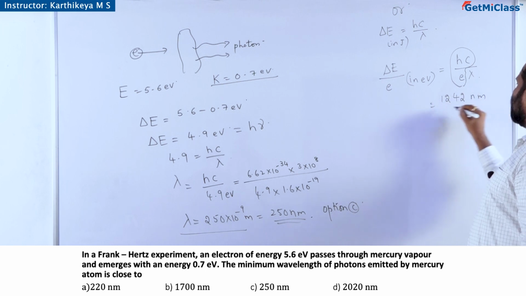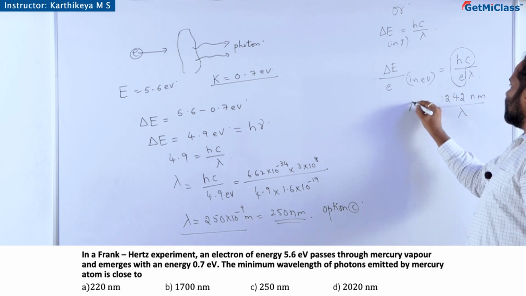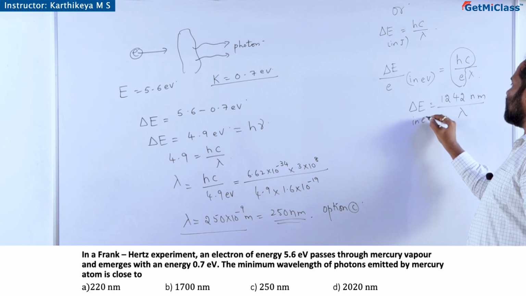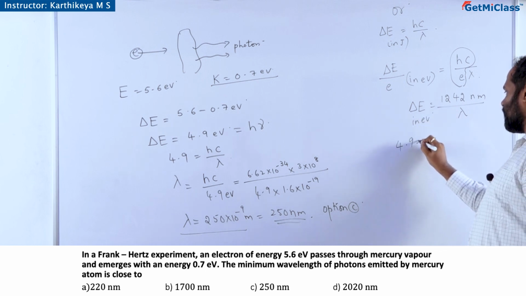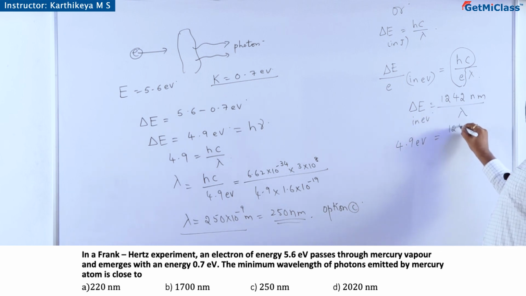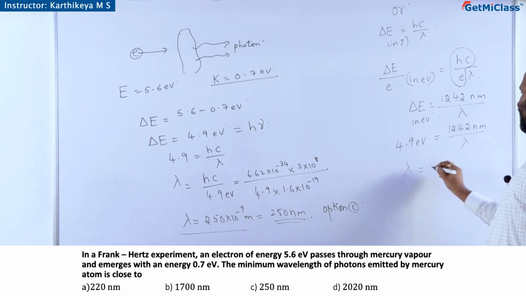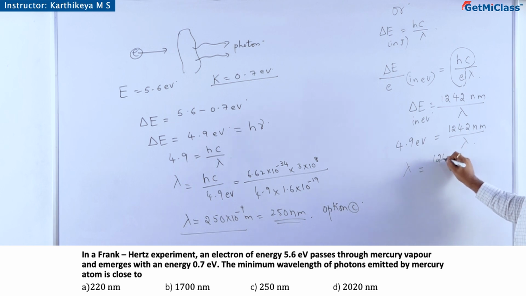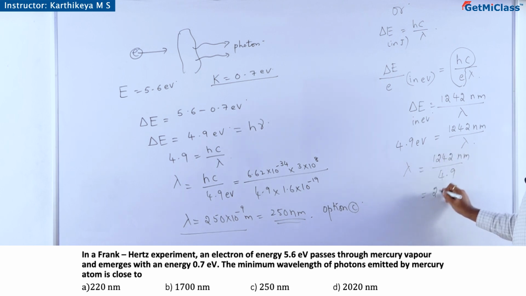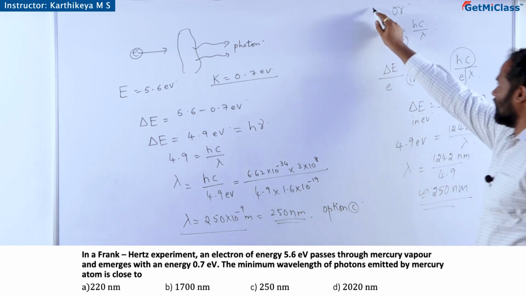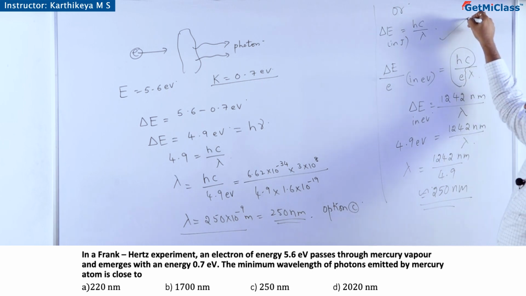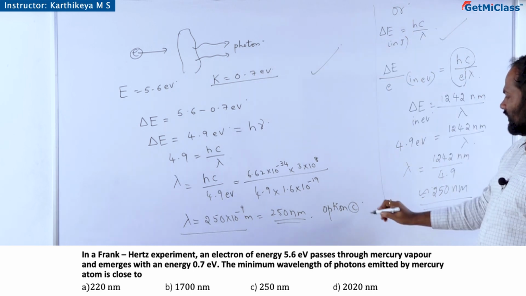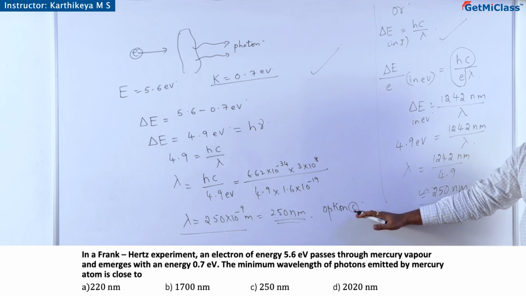Likewise, hc by e is 1242 nanometer electron volt, divided by lambda is equal to delta E in electron volt. So, that is 4.9 electron volt. This is 1242 nanometer by lambda. So, lambda directly when I calculate, it will be 1242 nanometer divided by 4.9, that also gets you to nearly 250 nanometer. Either you can choose this method or that method. Answer is one and the same, which is option C.